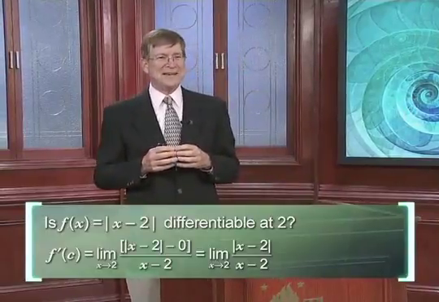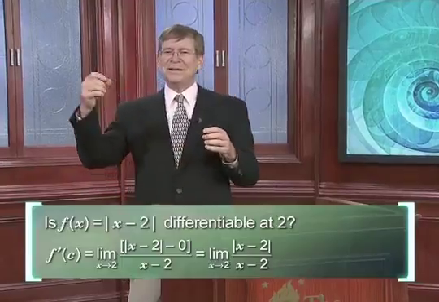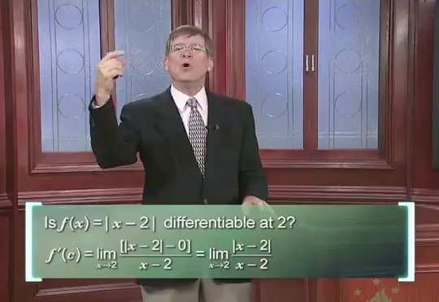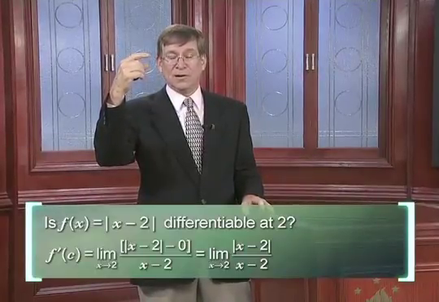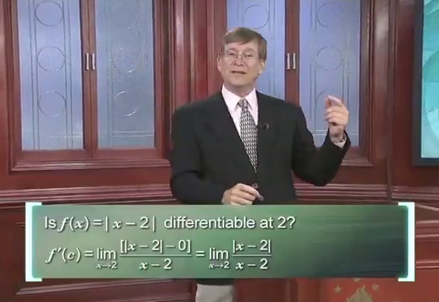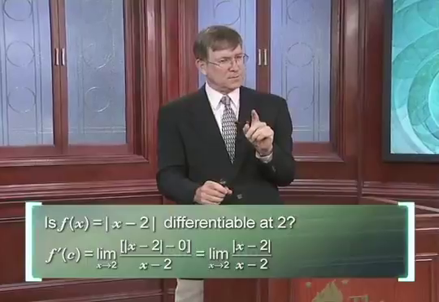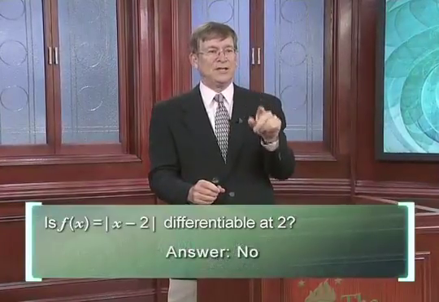Do you recognize that as a diving board function? I hope so. Look, as we approach 2 from the right, the function wants to be 1 because the numerator is positive there and it's equal to the denominator. But as I approach from the left, it's minus 1. So that limit does not exist. So it does not have a derivative at 2. Geometrically, the function had a sharp corner there.